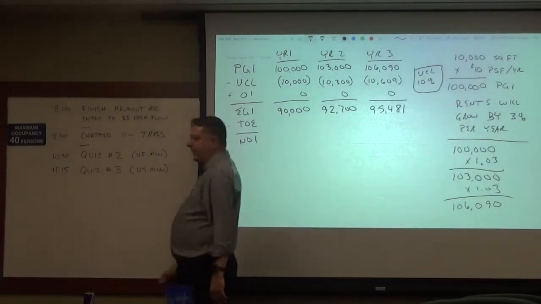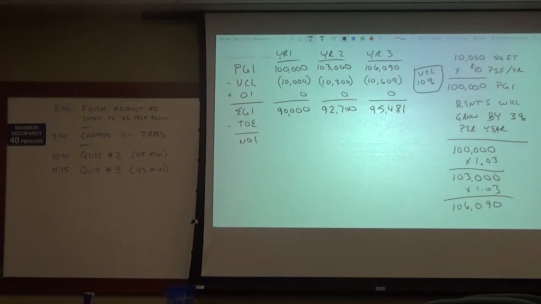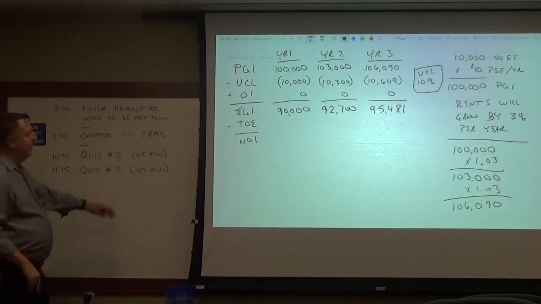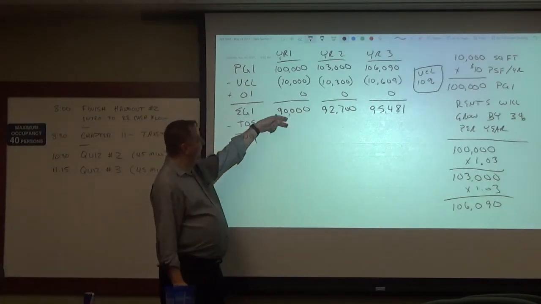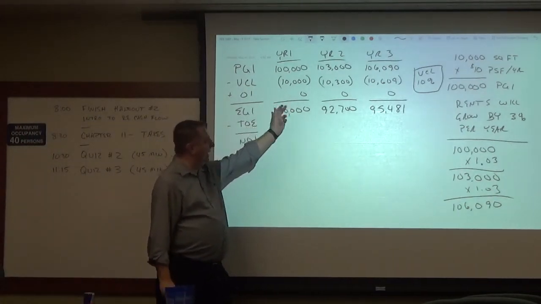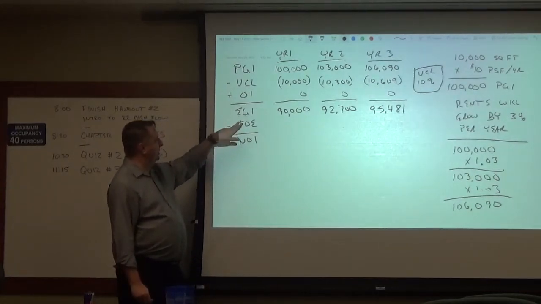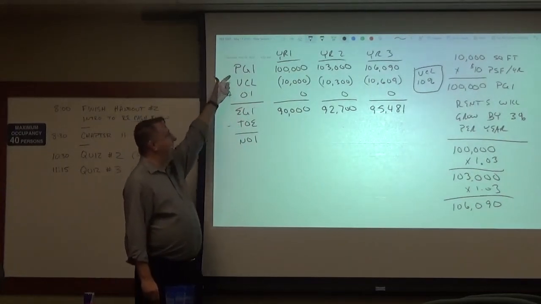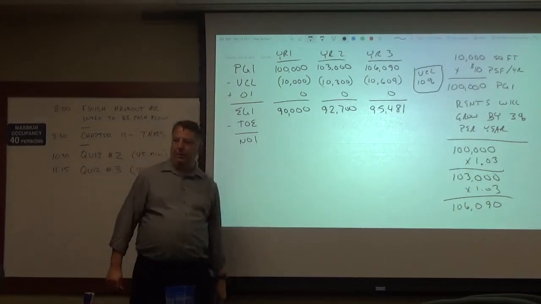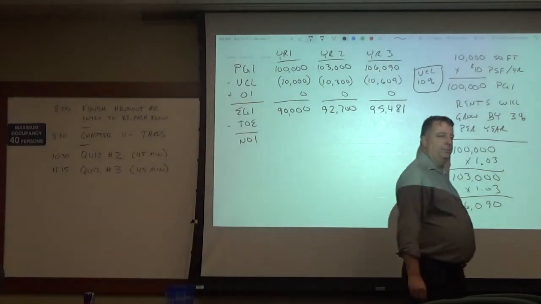Okay, so operating expenses, we could handle it one of a couple of ways. We could simply say operating expenses are going to be a fixed percentage of EGI. We could also say operating expenses are going to be a fixed percentage of PGI. What would be the difference in those two approaches? Employee vacancies.